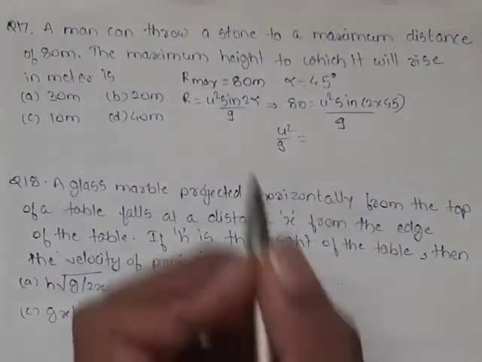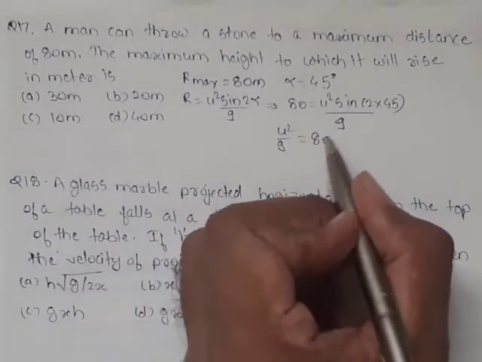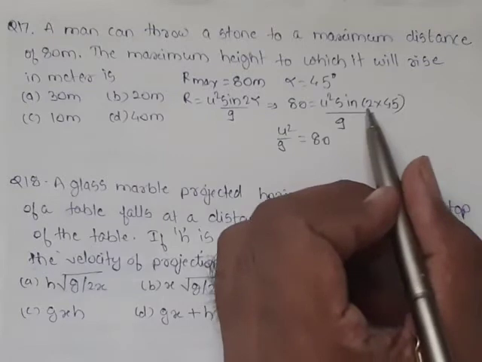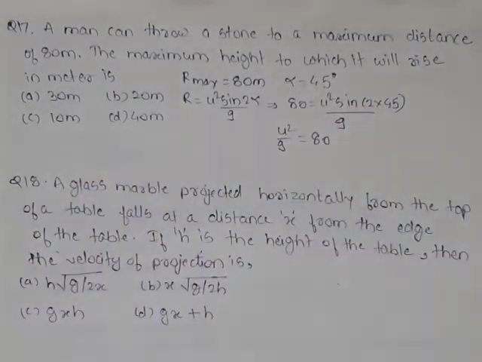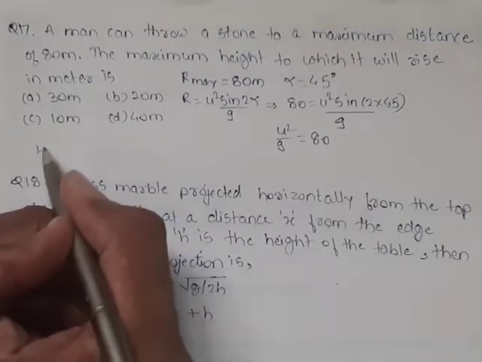It is equal to 80, because sine 2 into 45 is sine 90. So sine 90 is nothing but 1. We get U square upon G is equal to 80. Now we want to find out what is the maximum height reached. So H max is required.